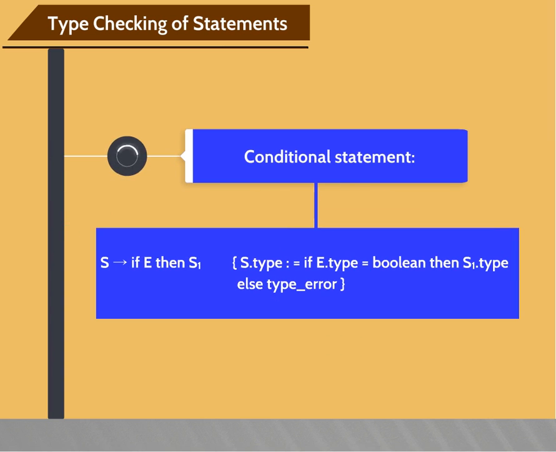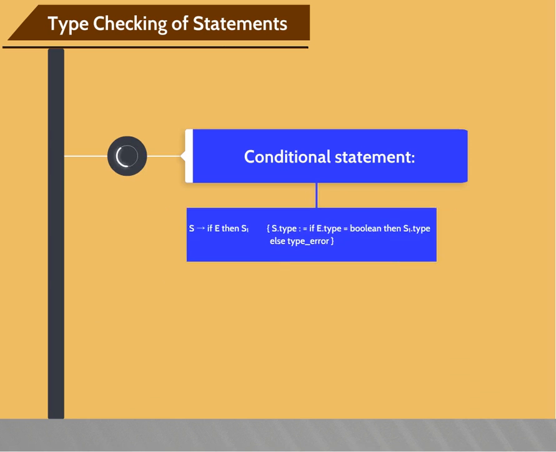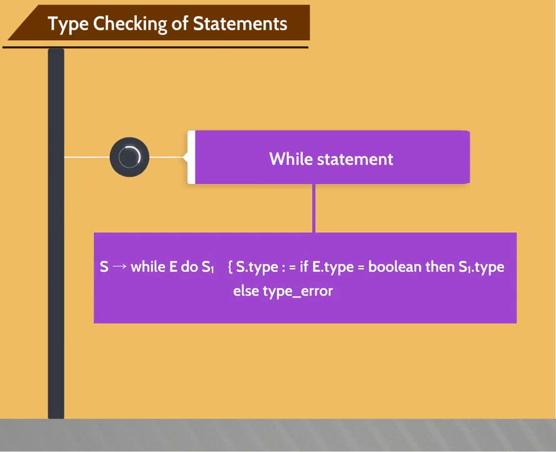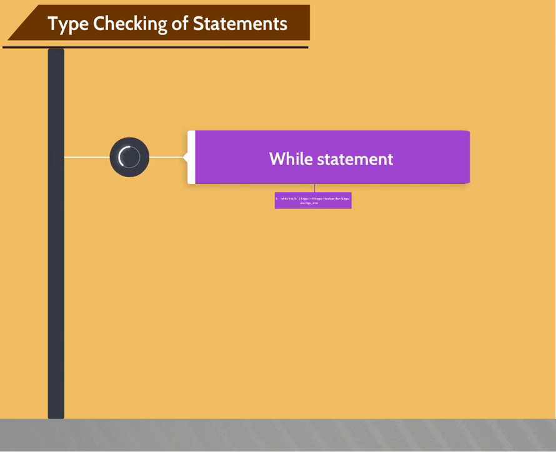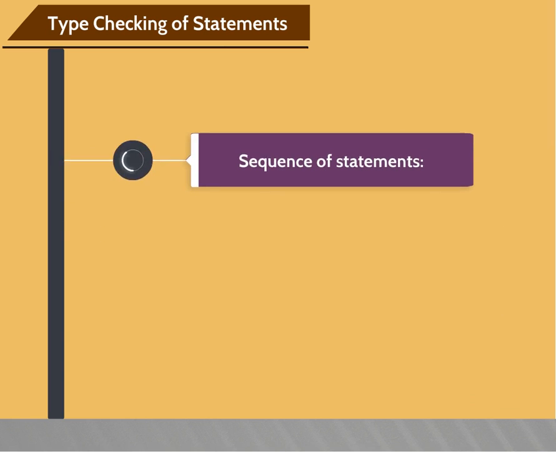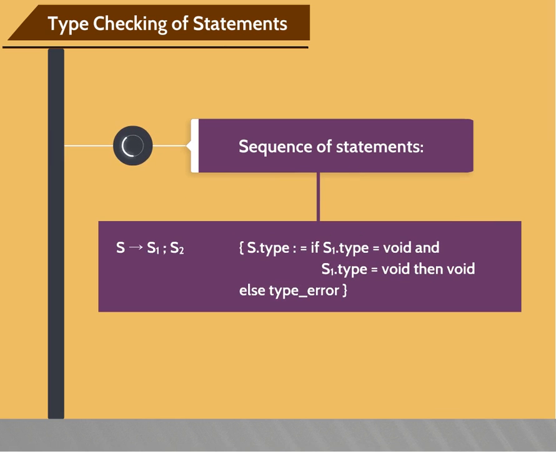Conditional statement. S produces if E then S1. S.type := if E.type = boolean then S1.type else type_error. While statement. S produces while E do S1. S.type := if E.type = boolean then S1.type else type_error. Sequence of statements. S produces S1; S2. S.type := if S1.type = void and S2.type = void then void else type_error.